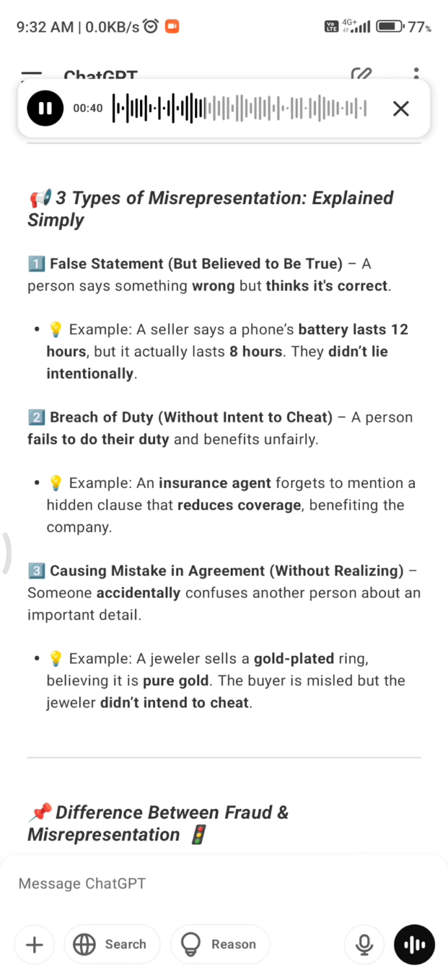2. Breach of duty. Without intent to cheat, a person fails to do their duty and benefits unfairly. Example, an insurance agent forgets to mention a hidden clause that reduces coverage, benefiting the company. 3. Causing mistaken agreement without realizing. Someone accidentally confuses another person about an important detail. Example, a jeweler sells a gold-plated ring, believing it is pure gold. The buyer is misled, but the jeweler didn't intend to cheat.